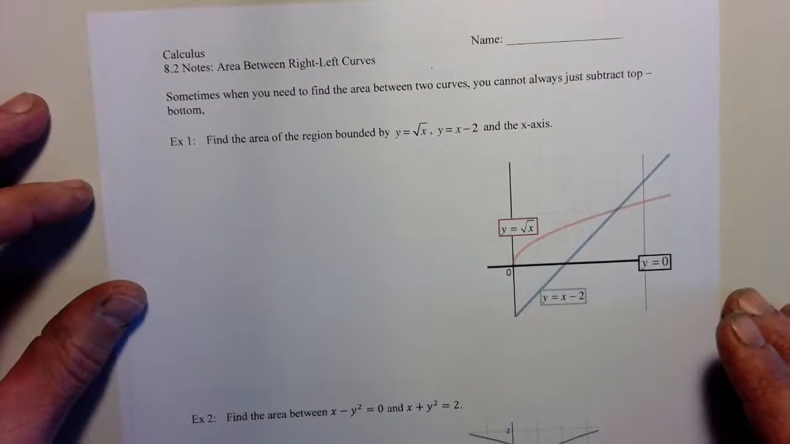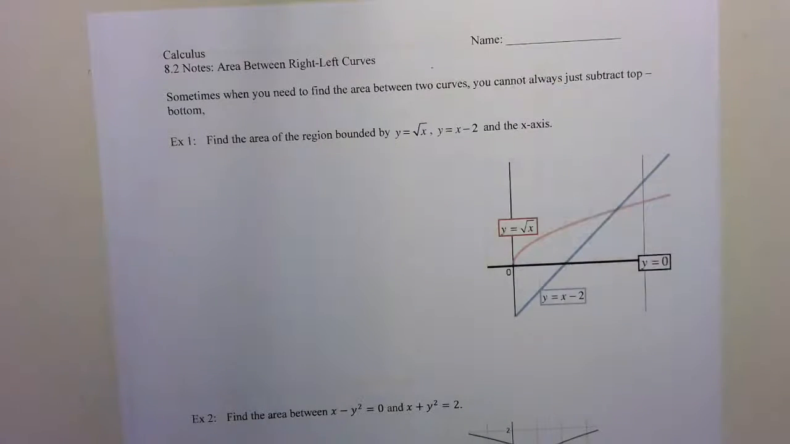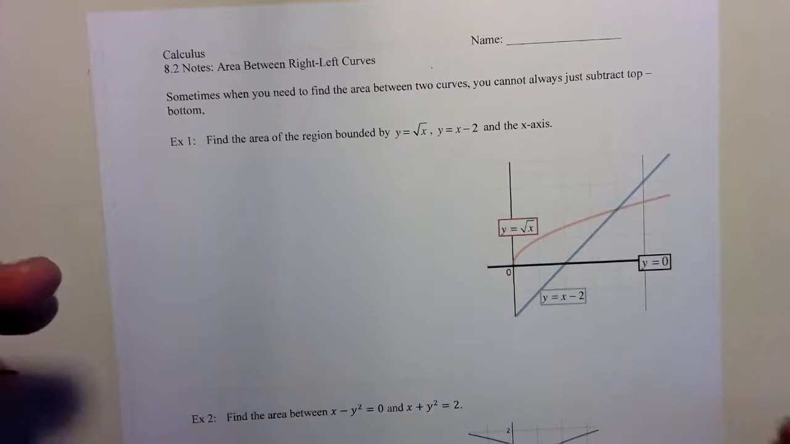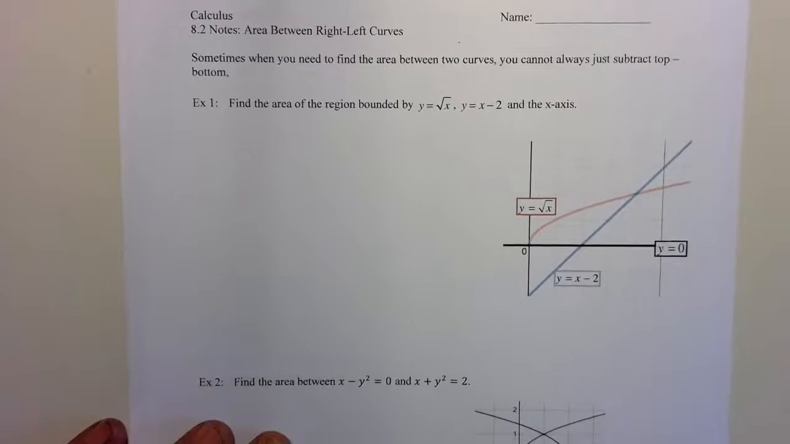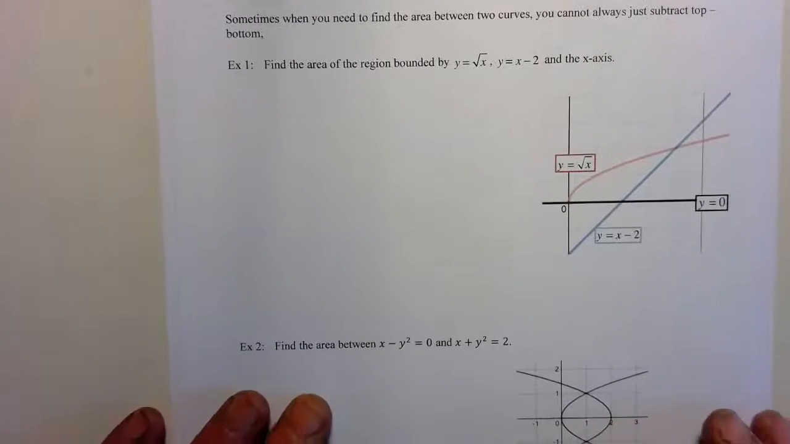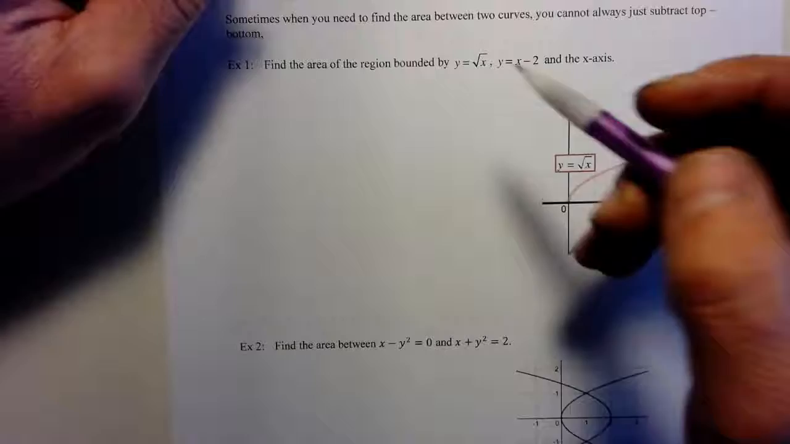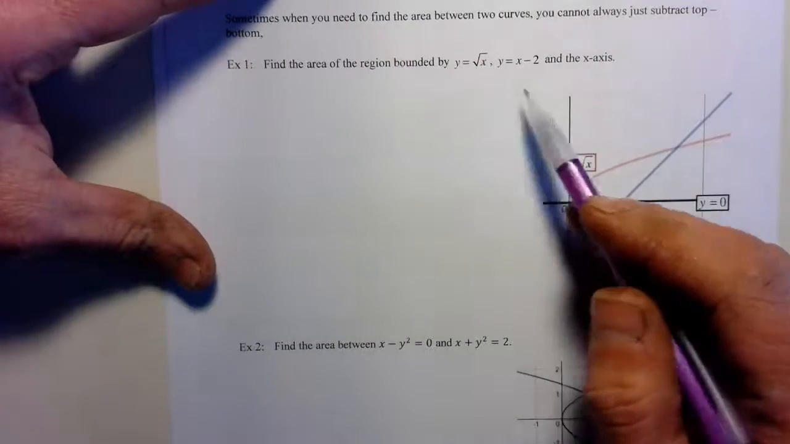Oh, so when we started section A2, I mentioned that it could be the top and the bottom, or the left and the right, and we always did top and bottom. So here's what would happen if we had left or right. Here's an example: find the area of the region bounded by y equals square root of x, y equals x minus 2, and the x-axis.